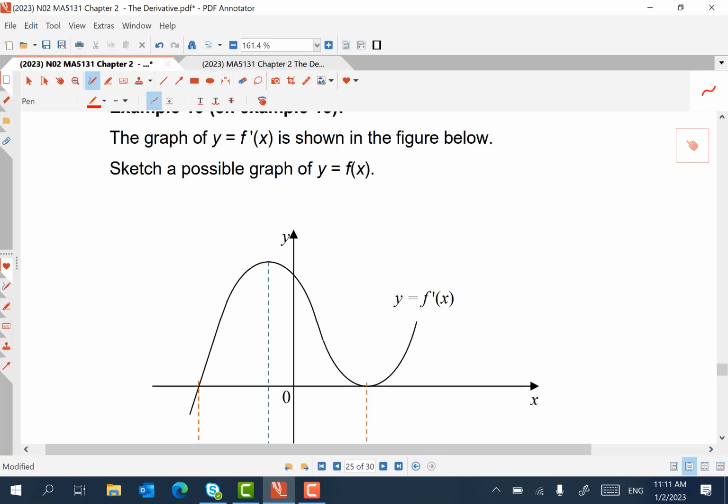Because the gradient changes from negative to positive, right? So which means this represents a minimum turning point in the graph. You might want to reach over there a bit. Okay, nice drawing.